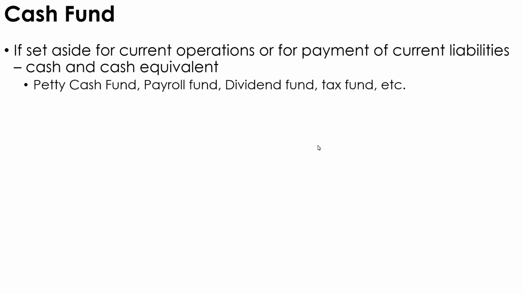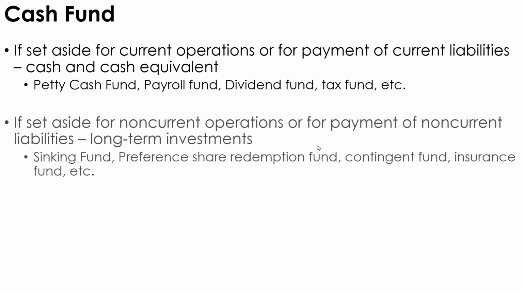Now, if you have a cash fund that is set aside for non-current operations or for payment of non-current liabilities, those are long-term investments. For example, sinking fund, preference share redemption fund, contingent fund, insurance fund. These funds rarely occur in the current day-to-day operations of the business. Usually, you keep these funds to secure the long-term goals of the company or its long-term liabilities. And since they will not be used within the current period, they are reported as non-current investment and not part of cash and cash equivalents.